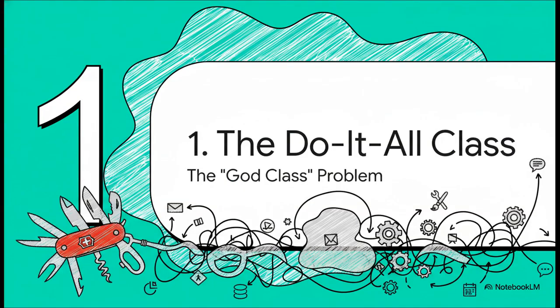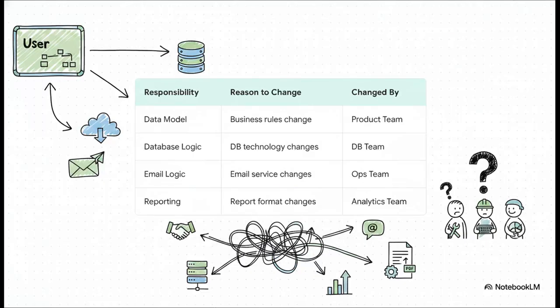All right, first up, let's meet the code version of that Swiss Army knife. It goes by a few names, but my favorite is the God class. You know, the one that tries to do everything all by itself. Now, this is where the problem really starts to become clear. Let's imagine a class called user. On the surface, it seems fine.